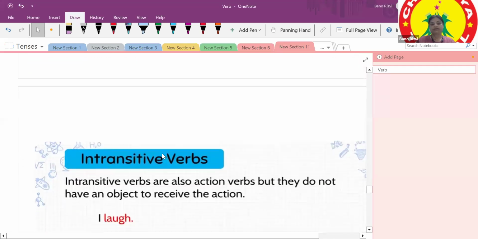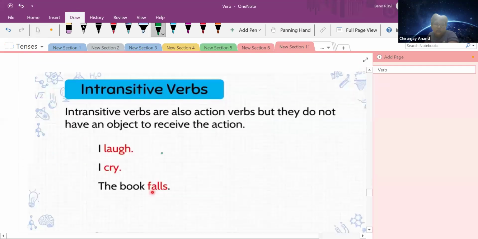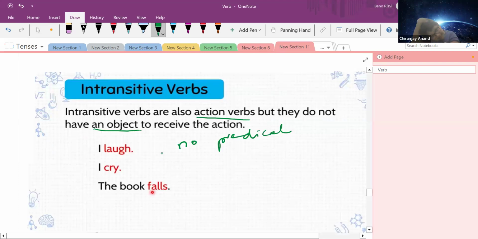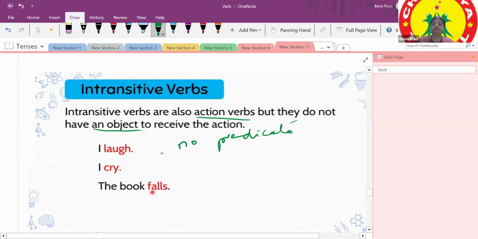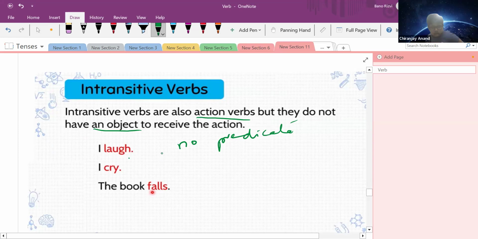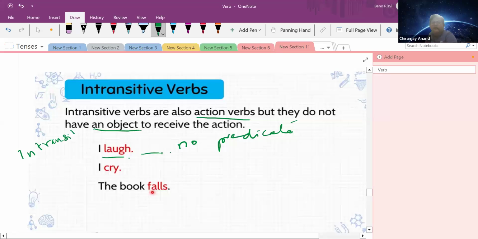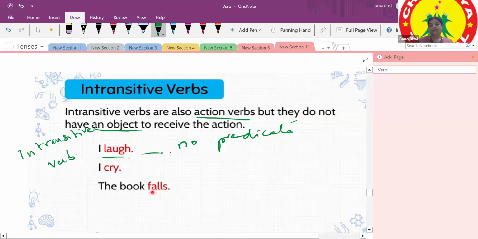Let's do the intransitive verb. Intransitive verbs are also action verbs, but they do not have an object. There is no predicate. I laugh. You laugh at a joke. I laugh at the clown. You have no predicate here. So laugh is an intransitive verb. You get it? Yes, ma'am.